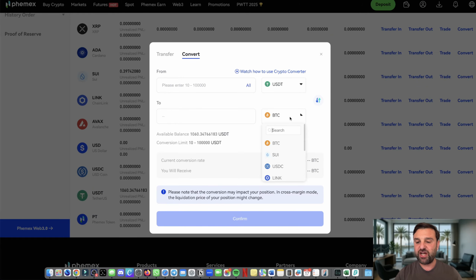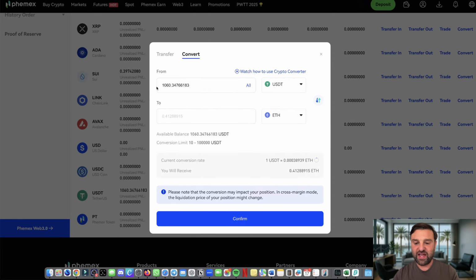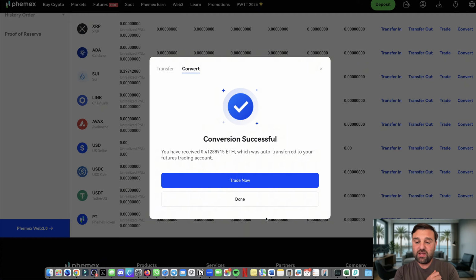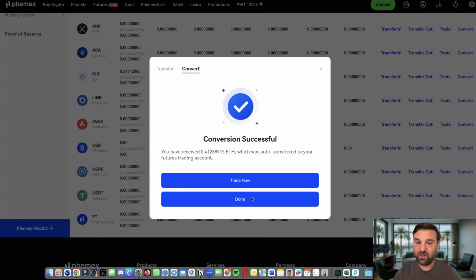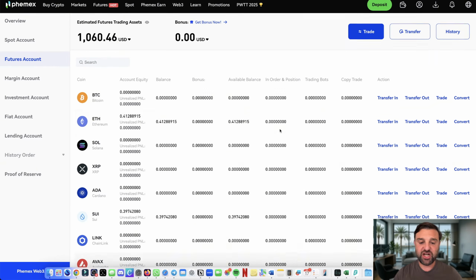I can exchange USDT for ETH by putting in ETH. And we're going to transfer that entire $1,060. I'm going to press confirm. And Phemex's very clean, sleek UI will exchange it for me at hardly any cost at all and put it into Ethereum. So know that now that USDT is in Ethereum.